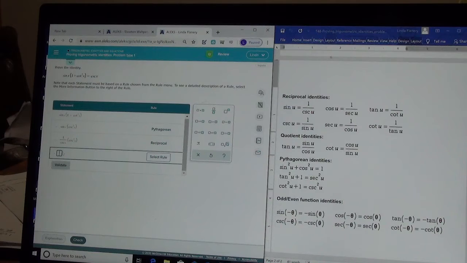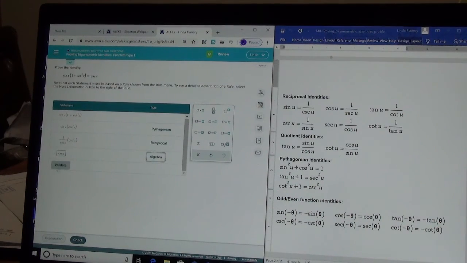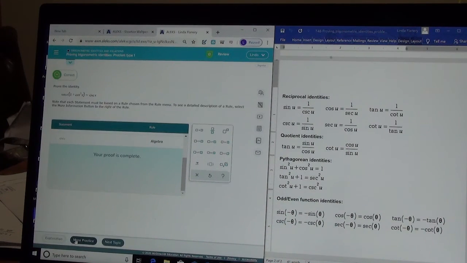Now on the next part, all I'm going to do is cancel, and so I'm just using plain old algebra. Sometimes that's just my rule, it's not one of my identities, but I'm going to cancel out the cosecants, and when I cancel out the cosecants, I'm going to end up just with the cosecant of x, which is what I want. And my rule there is just that I did algebra. So I'm going to select algebra, I'm going to validate, and my proof is complete. So I'm going to go ahead and hit check and go to more practice.